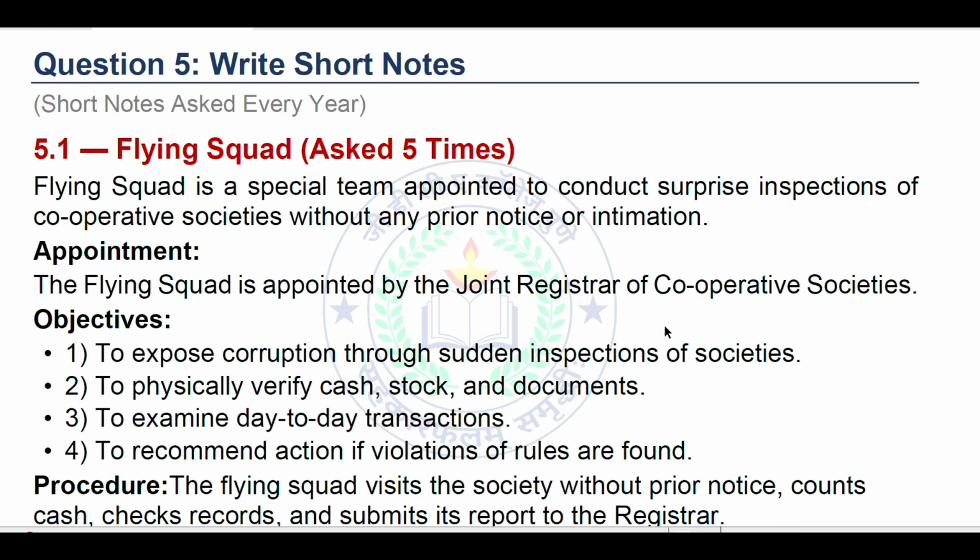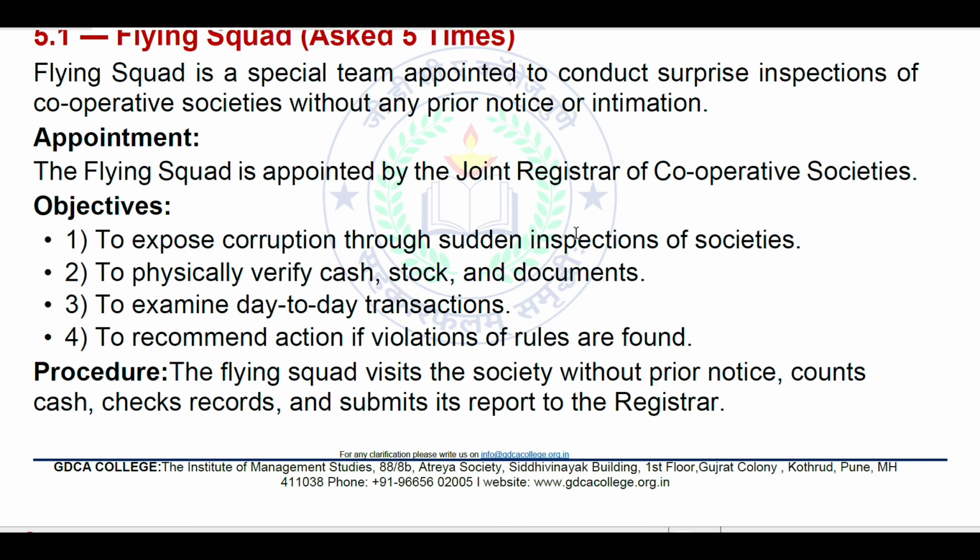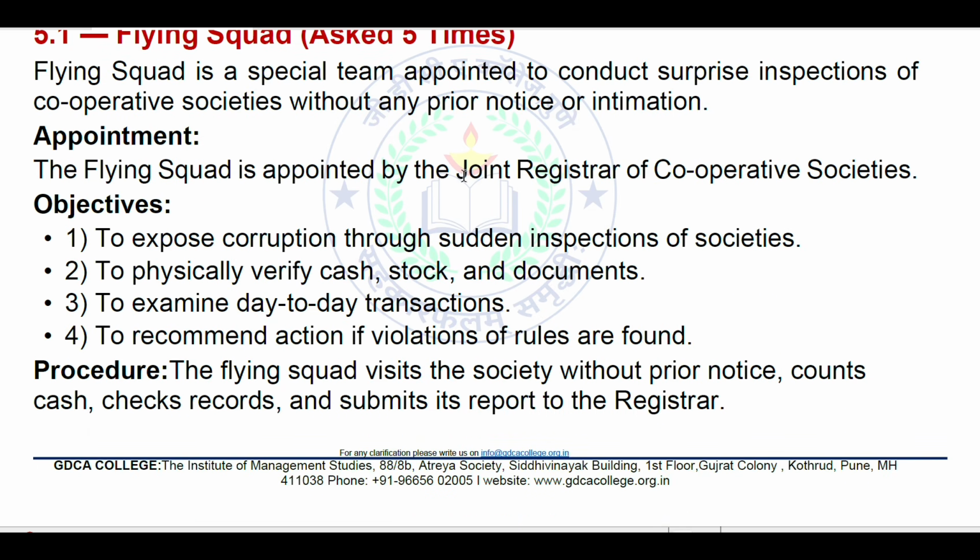Next, question number 5: write short notes on. This question is asked every year, so this question will come. Number 1, flying squad, asked 5 times. Flying squad is a special team appointed to conduct surprise inspections of a cooperative society without any prior notice or intimation. Appointment: the flying squad is appointed by the joint registrar of cooperative societies.